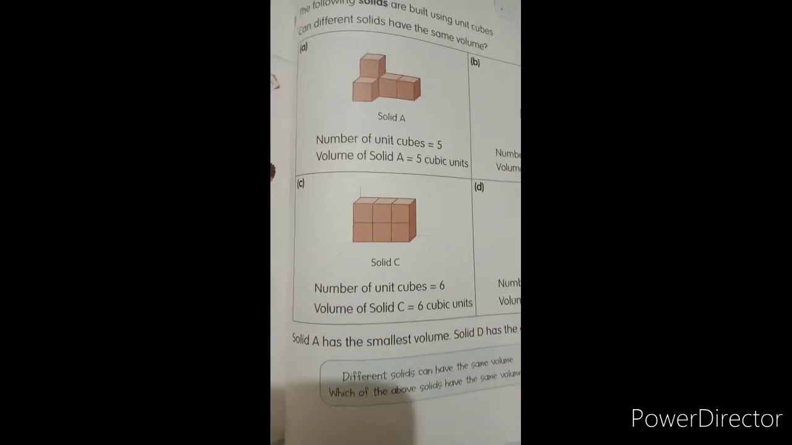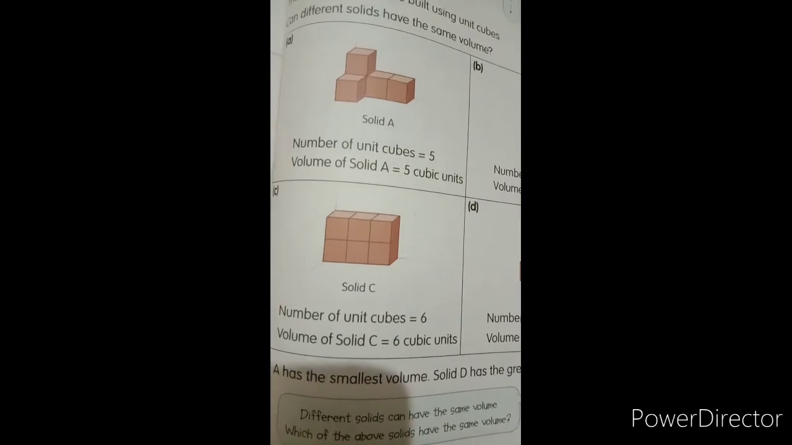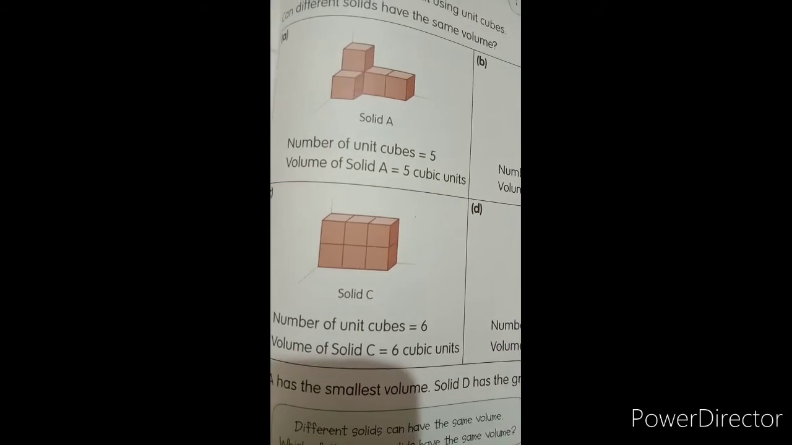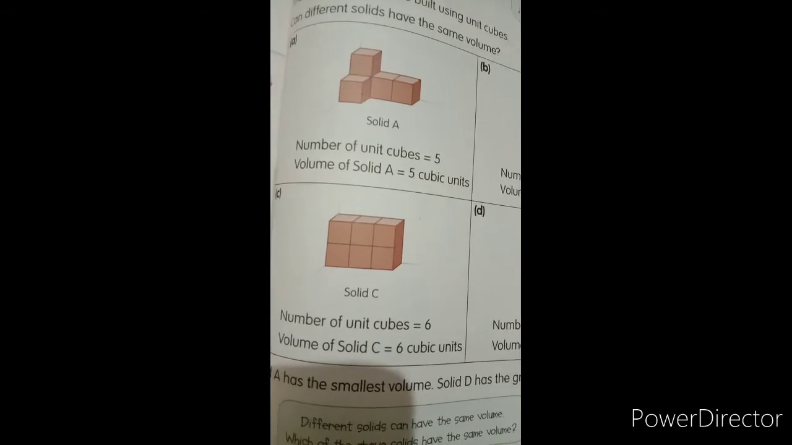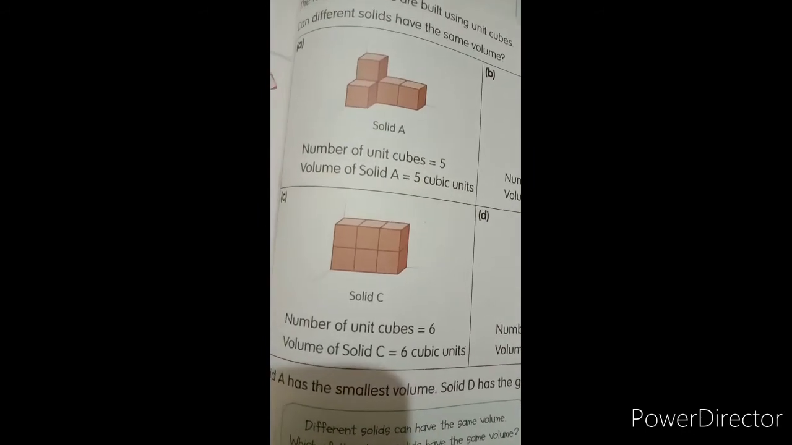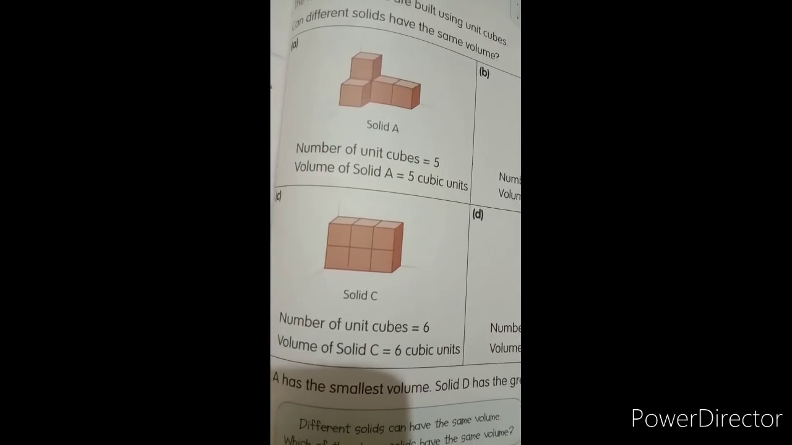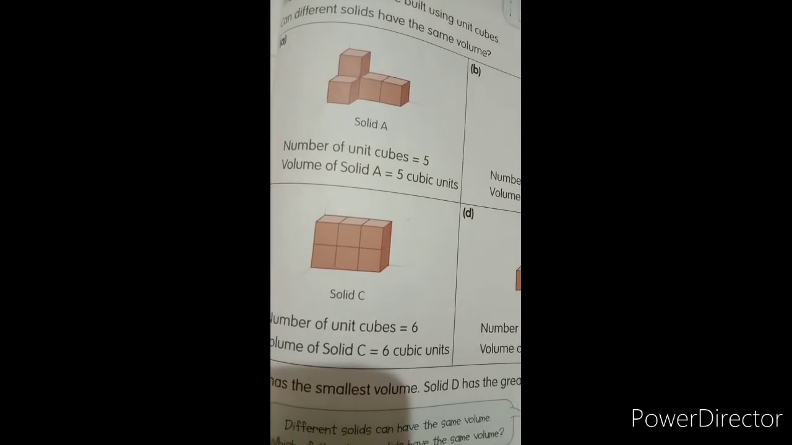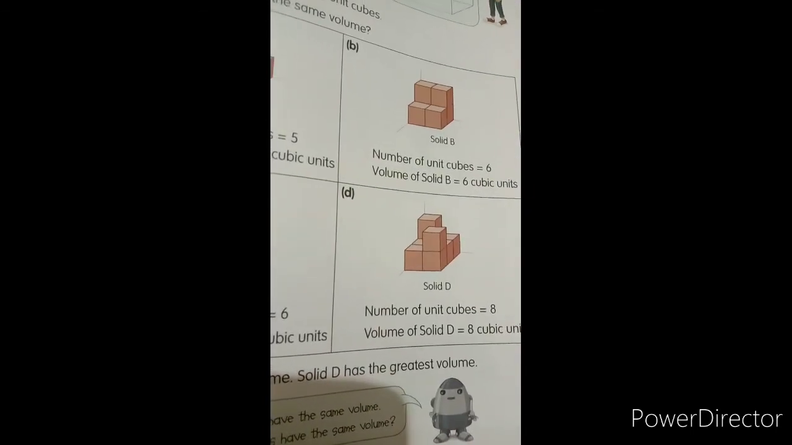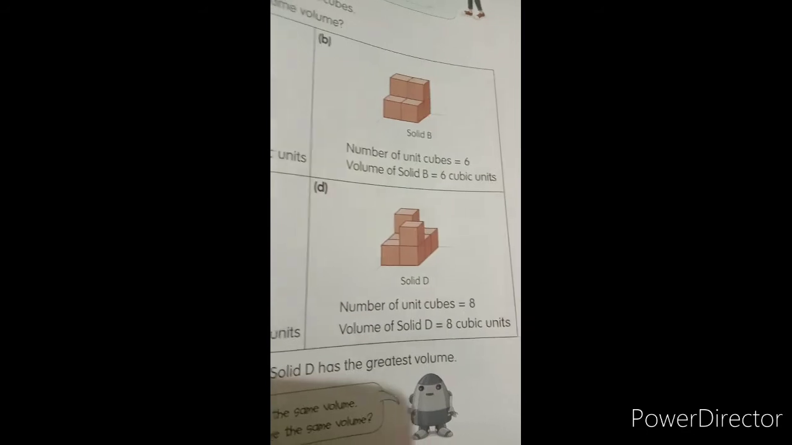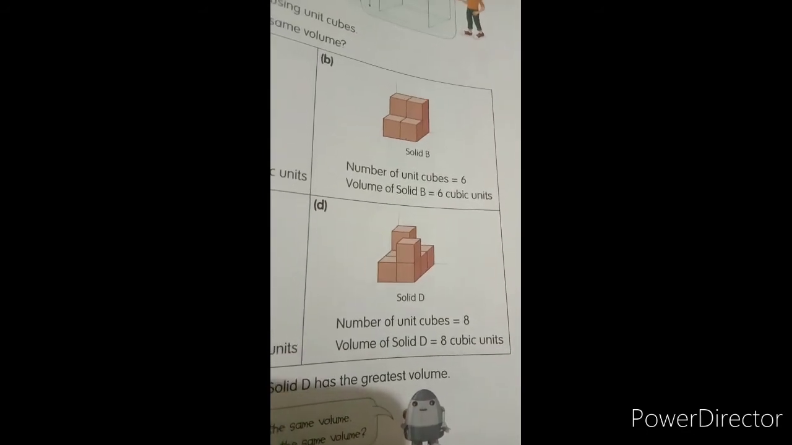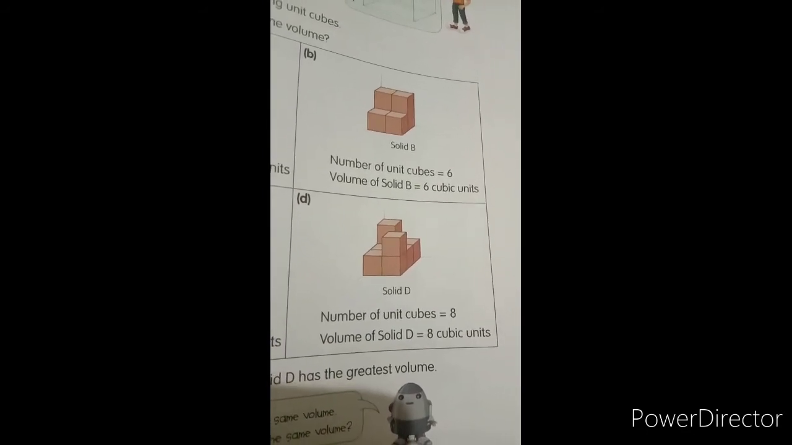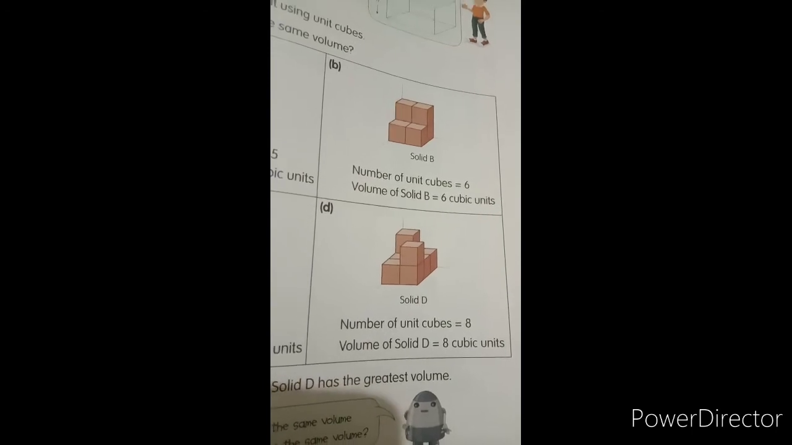Same, the next one is, there are 6 cubes, so number of unit cubes is equal to 6. Hence volume of solid C is equal to 6 cubic units. In the next part, solid D, number of unit cubes is equal to 8, so the volume of solid D is equal to 8 cubic units.